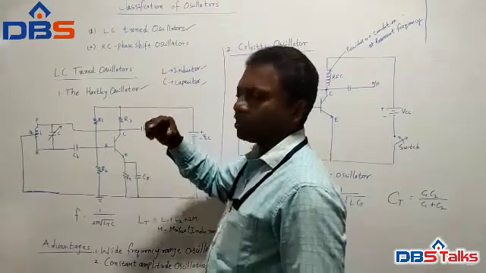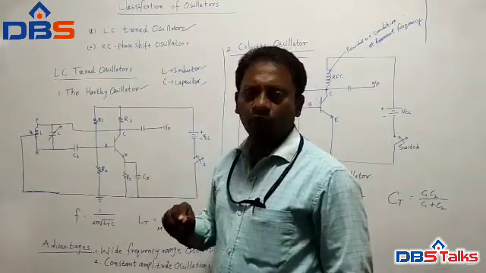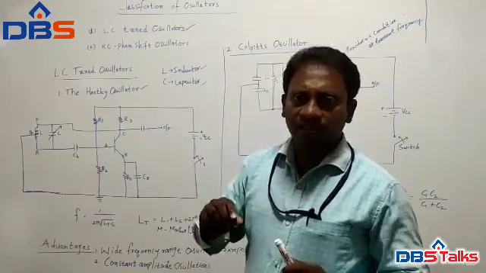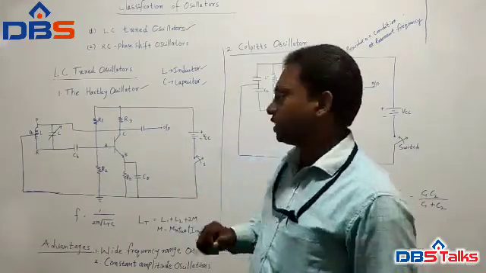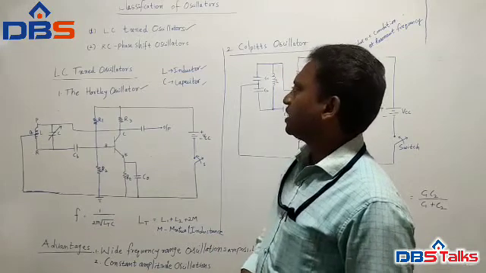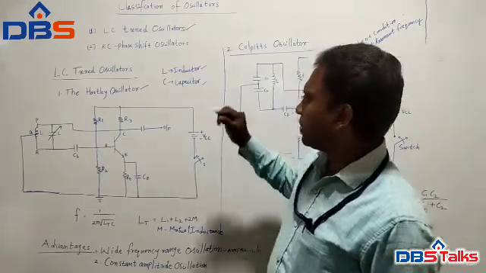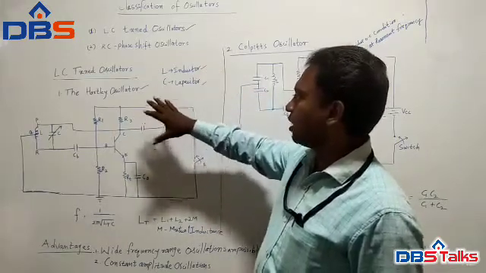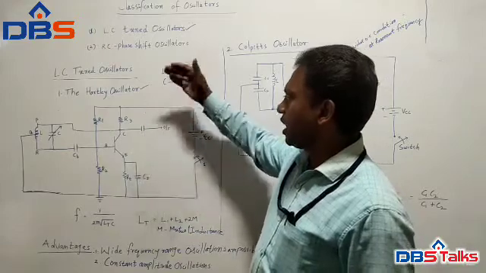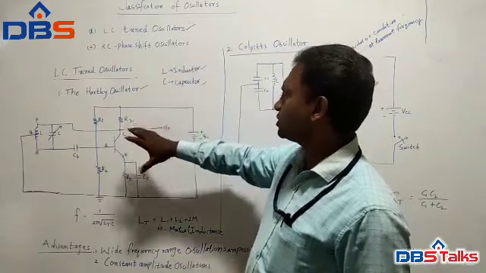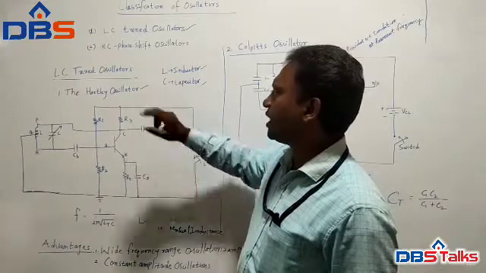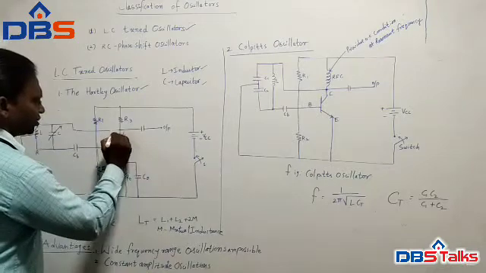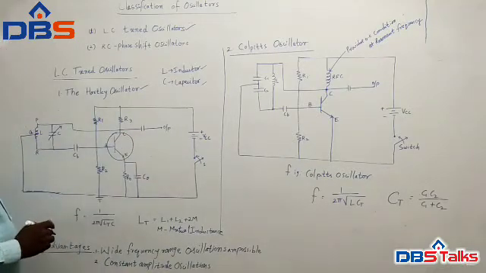Tuning means they are tuned to a particular frequency. Both these L and C components are tuned. Tuned means they are synchronized to a particular frequency value. That is why they are called LC tuned oscillators. Because we are using the inductor and capacitor in this oscillator, the name comes LC oscillator. Specifically it is a Hartley oscillator. So now we will see the construction and operation of this Hartley oscillator.